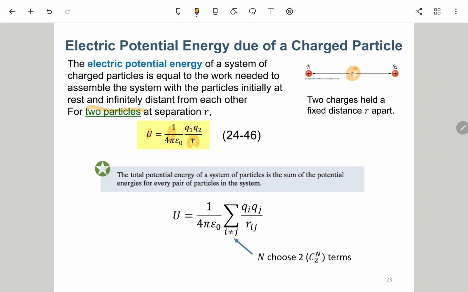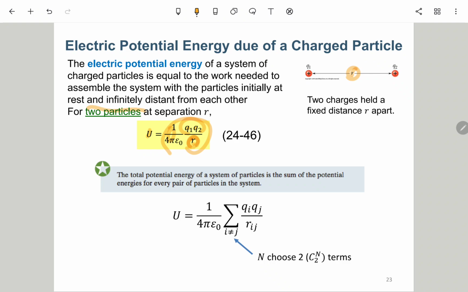So far we have learned four formulas with similar structure. Sometimes the denominator has R, sometimes R squared, and for the numerator, sometimes Q1 Q2, sometimes only a Q. Later on I will try to summarize it a bit so that hopefully you will not mix them up.